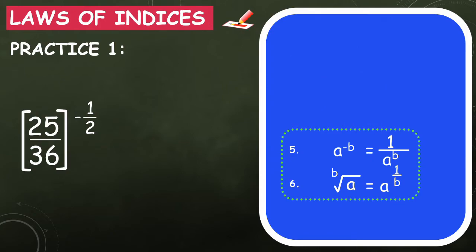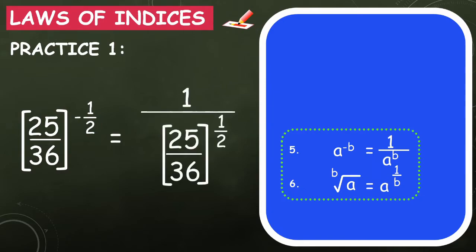For this question, we will be using laws 5 and 6. Law number 5 states that a to the power of negative b equals 1 over a to the power of b. So 25 over 36 to the power of negative half is 1 over 25 over 36 to the power of positive half. The power belongs to both the numerator and the denominator. So 25 to the power of half over 36 to the power of half.